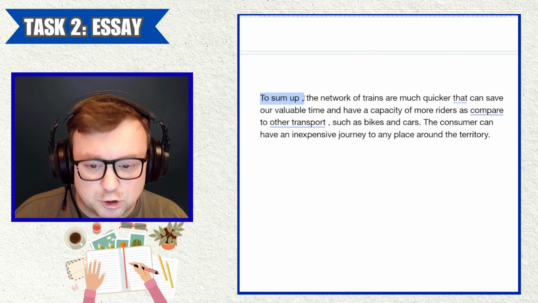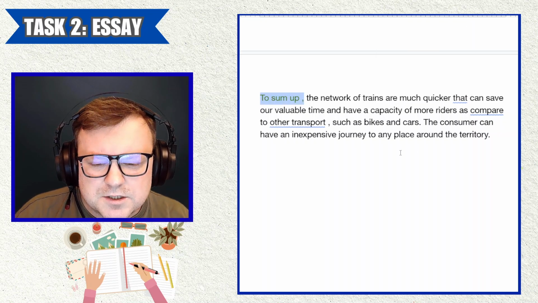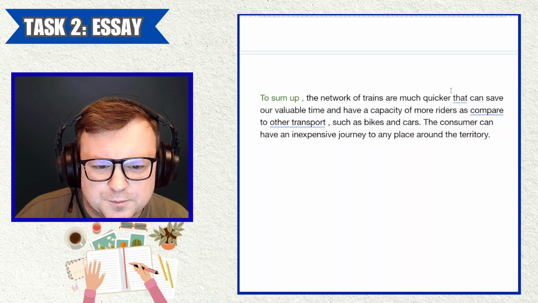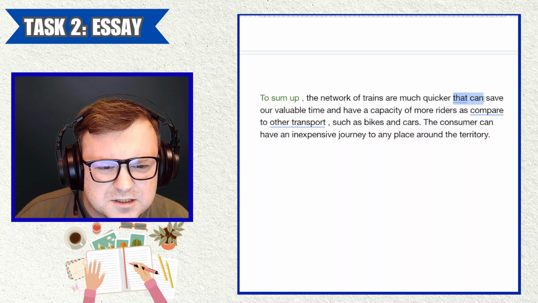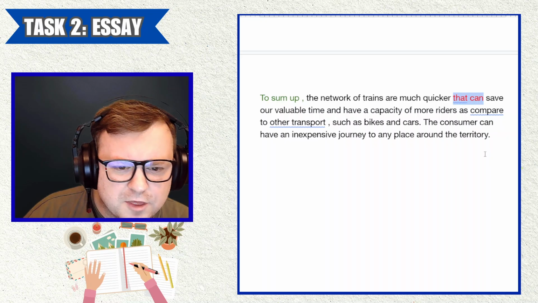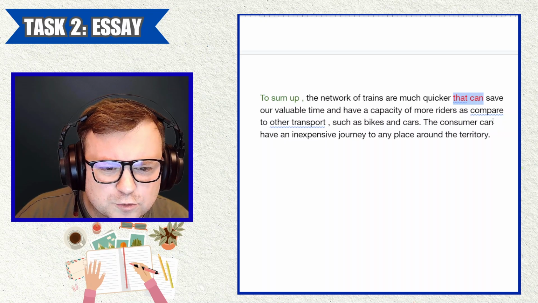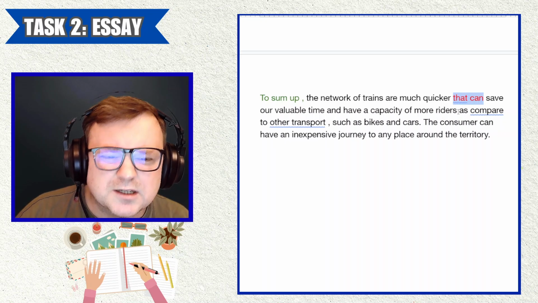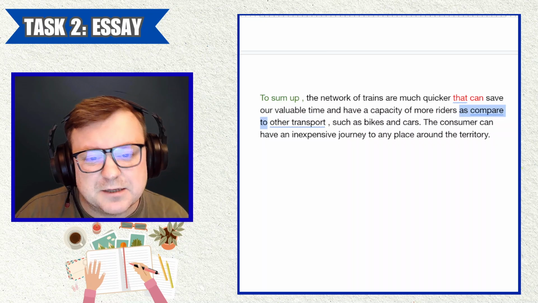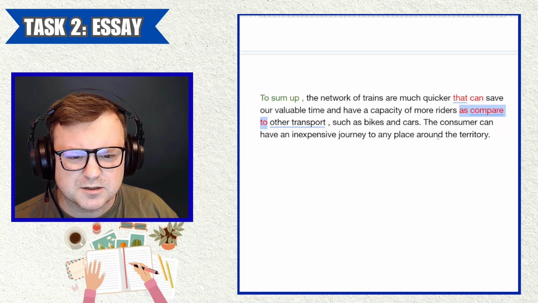To sum up, okay, good. We get some good signposting language. To sum up, the network of trains are much quicker that can save our value. Are much quicker that can. Don't know what's going on here. The network of trains are much quicker that can save our valuable time and have a capacity of more riders as compared to, in comparison with, or just compared to, but in comparison with, maybe, other transports such as bikes and cars.